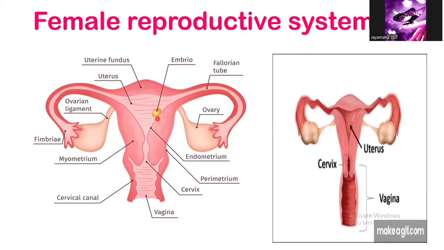It has three main layers. The innermost layer is the endometrium, the middle muscular layer is called the myometrium, and here is the perimetrium, the outer protective layer. Then this is the cervix. It's the lower part of the uterus that opens into the vagina. The vagina is a muscular canal that passes the menstruation and is helpful for intercourse and childbirth.